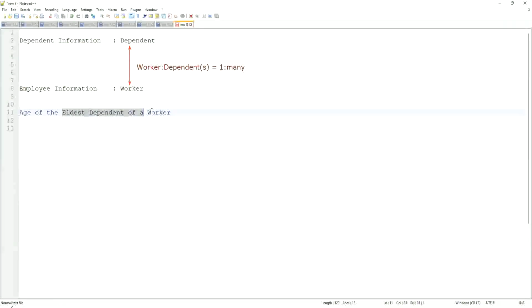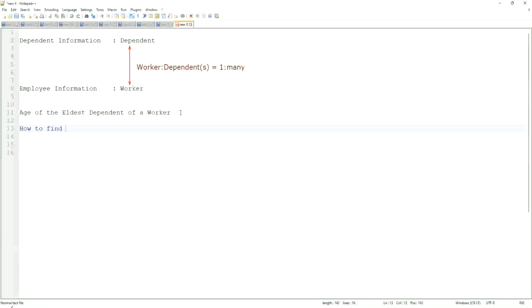Now eldest dependent. One worker may have many dependents. Now, when you have multiple dependents, how do you find the eldest dependent? Based on what? Based on the age. Based on the age of the dependent.